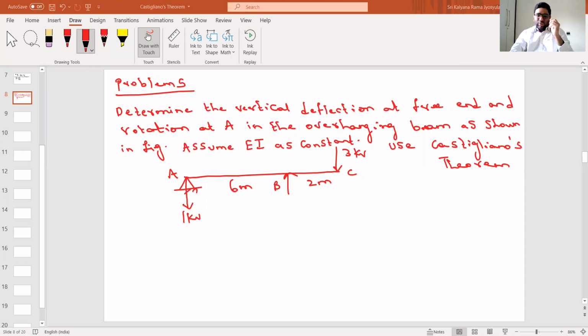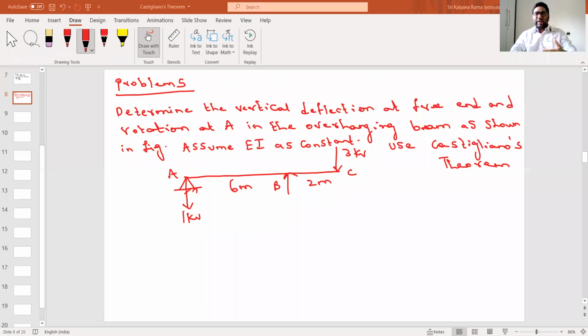Okay. So what do we need to calculate? Deflection at the free end. So deflection at the free end means at end C. And what else do we need? Rotation at A. Okay. So how much amount the support A is going to rotate? So for that process, what is the concept that we have learned?